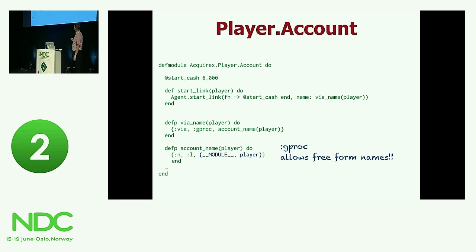But gproc allows for this kind of structured naming, so any term can be used. So in this case, I'll name it after the module, so that's player.account, and then the player name, which can be anything that the player chose to call himself or herself. And then the via name is part of how you name things with the OTP library, which this all originates from, via gproc, and then you need to have this funny thing written here. It's okay to consult the documentation on this. I do that all the time. It's really hairy, these things here, so that's why you hide them there.